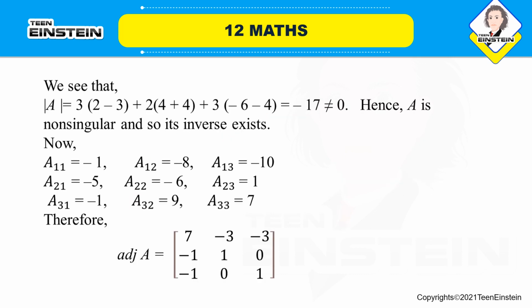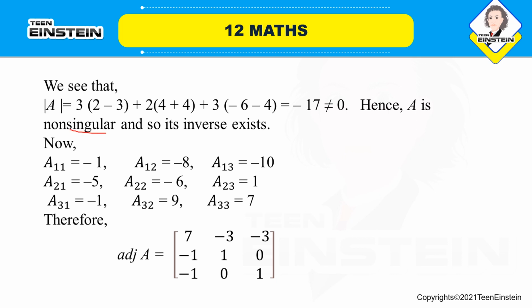Now find determinant A. Expanding along the first row, you will be getting 3 into (2 minus 3), plus 2 into (4 plus 4), plus 3 into (minus 6 minus 4). On simplification, this is minus 17. Obviously, minus 17 is not equal to 0. Therefore, A is non-singular. Non-singular means the inverse will exist.